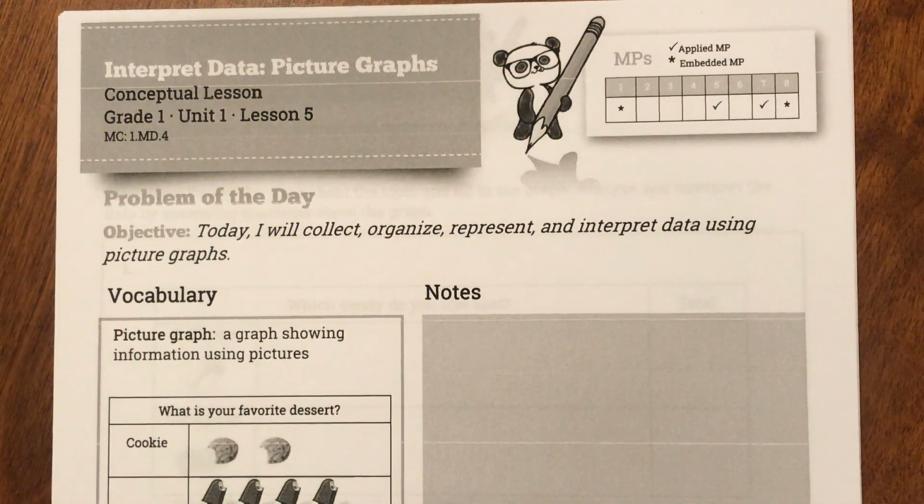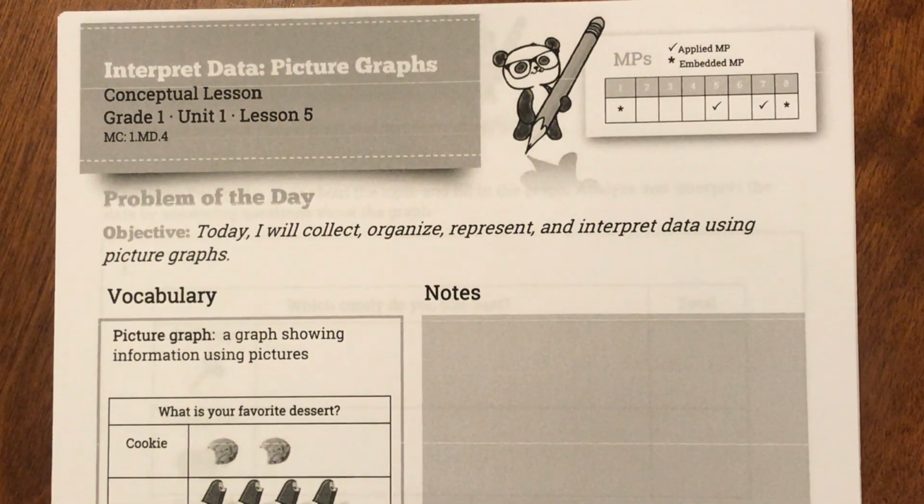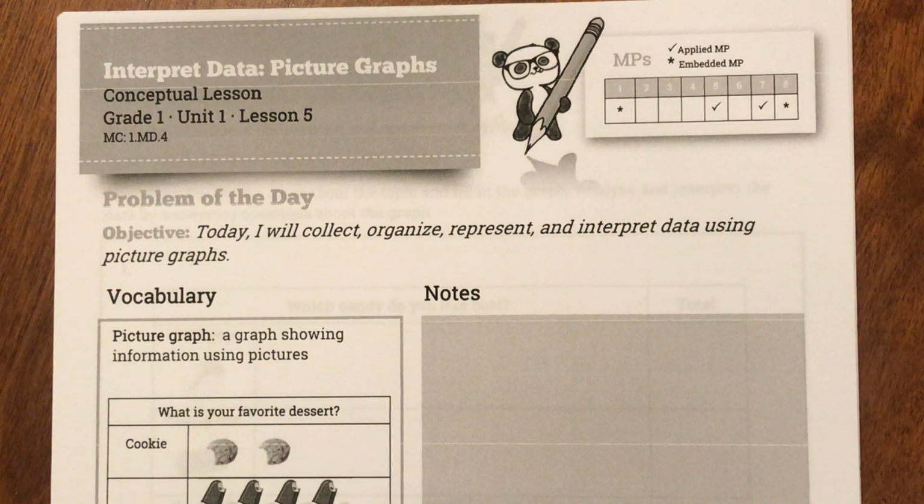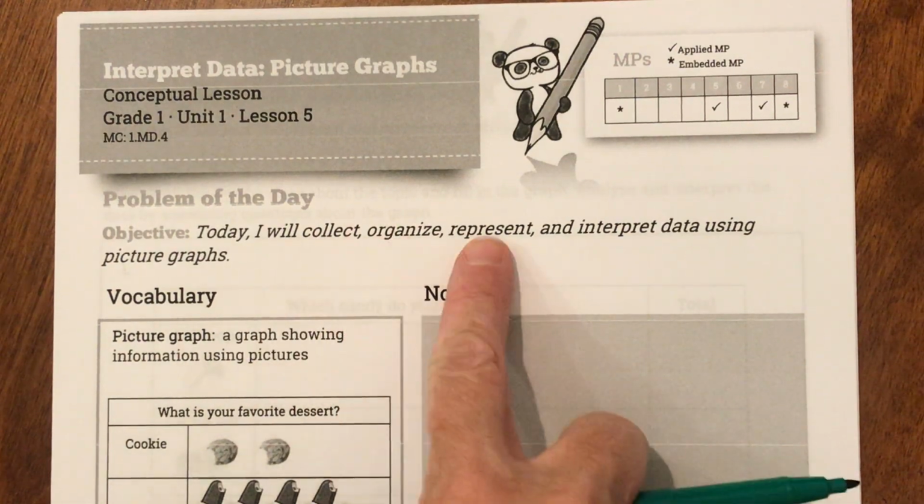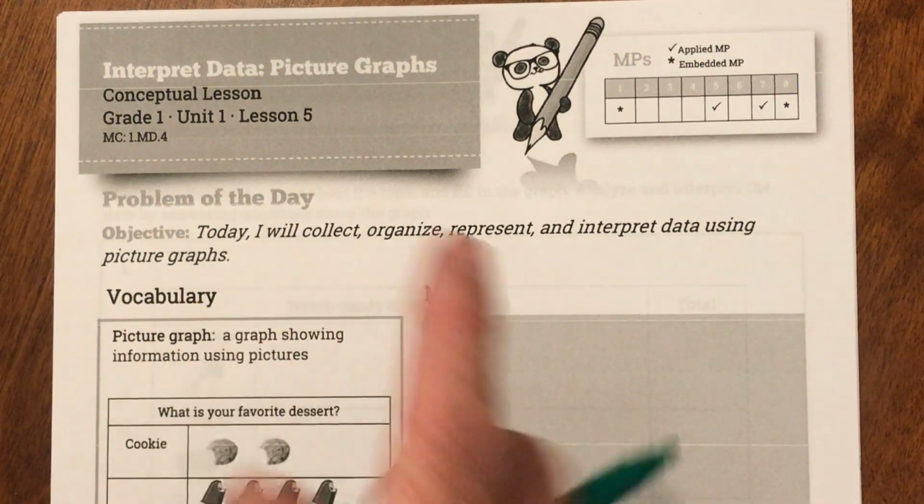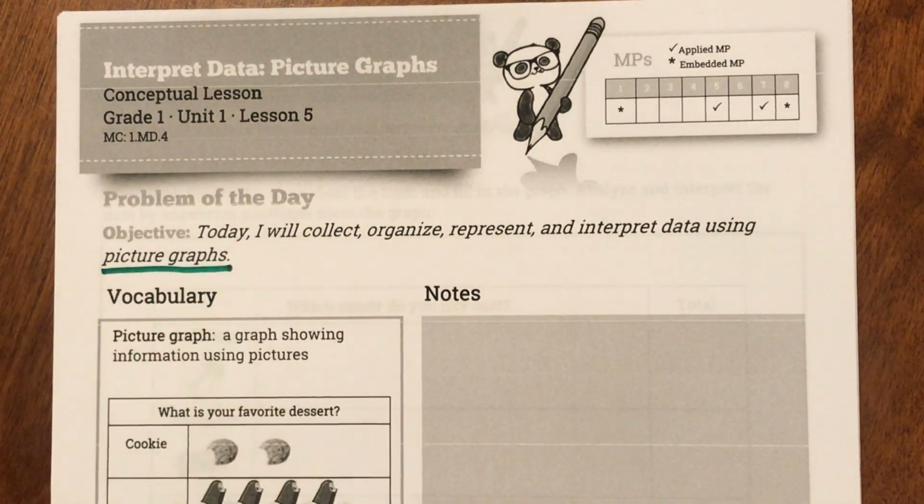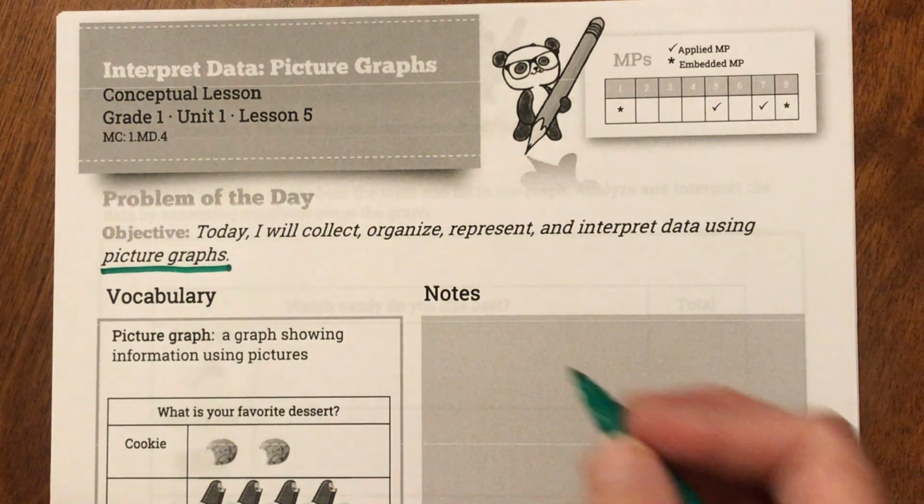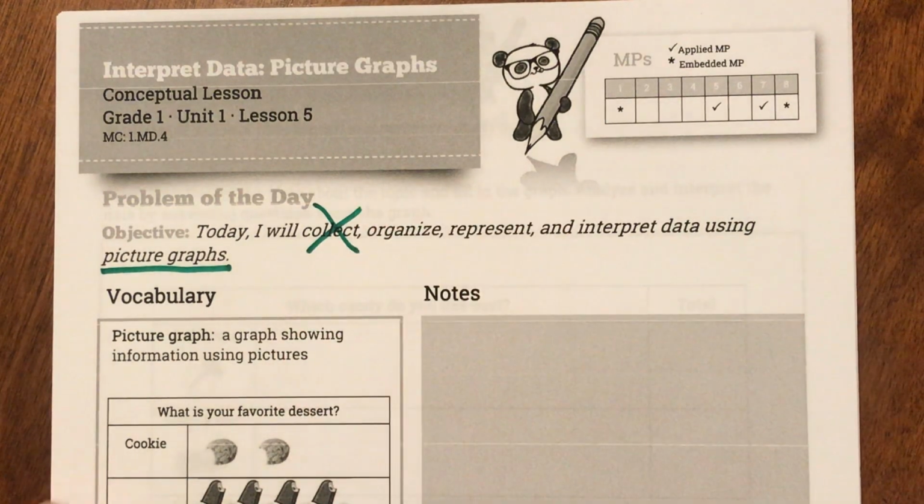Good morning, first graders. Today we are on page 27 of your student journal, and our objective or goal for the day is: today I will collect, organize, represent, and interpret data using picture graphs. Our big idea today is we're going to be using picture graphs. For the last few days we've been using tally graphs, and we're moving on to something new called picture graphs. Now, because we're learning from home, we're not going to be able to talk and collect data together.